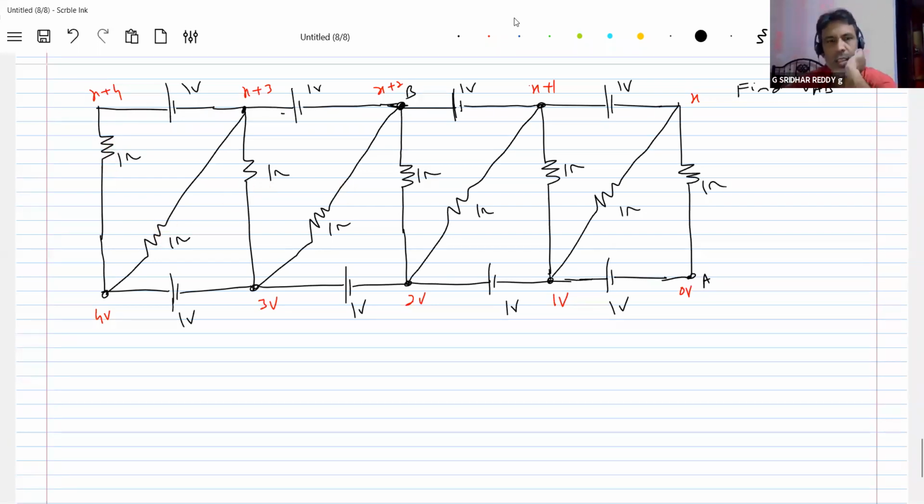After we get the potentials, let's look at the branches. What is the drop across this branch? You see, this is X minus 1. What is the drop across this? The drop across this will be 1 minus X, and the same for the others. All are having the same resistance, so I can push the same current through them. The current here, let it be equal to I2.